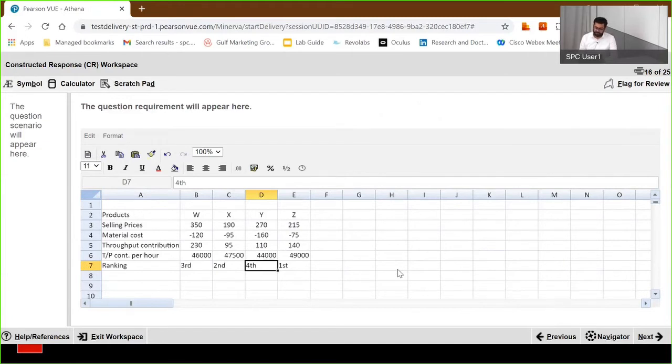Again, you can do this question on a calculator, and if you are more comfortable doing it on Excel, you already have the opportunity in the exam to navigate and move across the questions. You can come to the constructed response workspace given to you and do this question there, get the answer and select the right option.